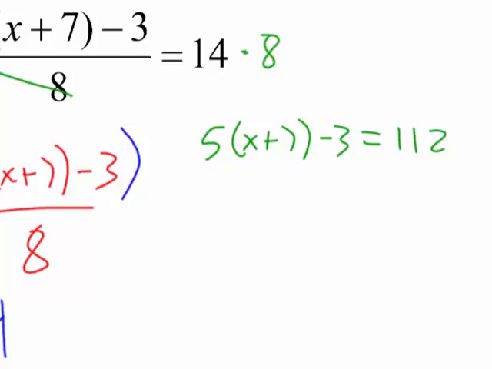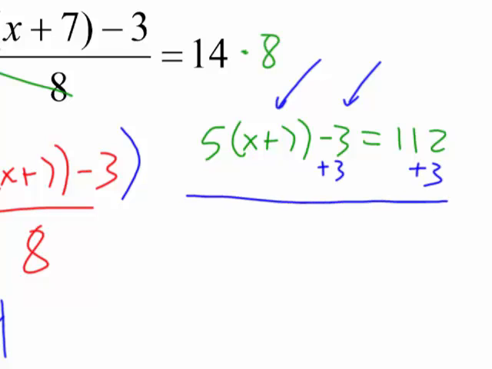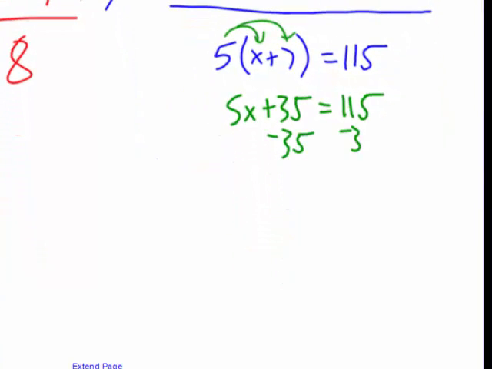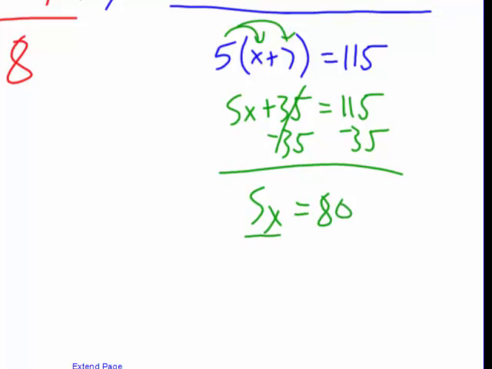And then we got 2 terms, right? 1 term, 2 terms. So deal with your adding and subtracting. So plus 3, plus 3. I got 5 times x plus 7 equals 115. I could divide by 5, but a lot of you like to distribute, so I'm going to go ahead and do that. So 5x plus 35 equals 115. And now we can subtract 35 over. And we got 5x equals 80 and divide by 5.